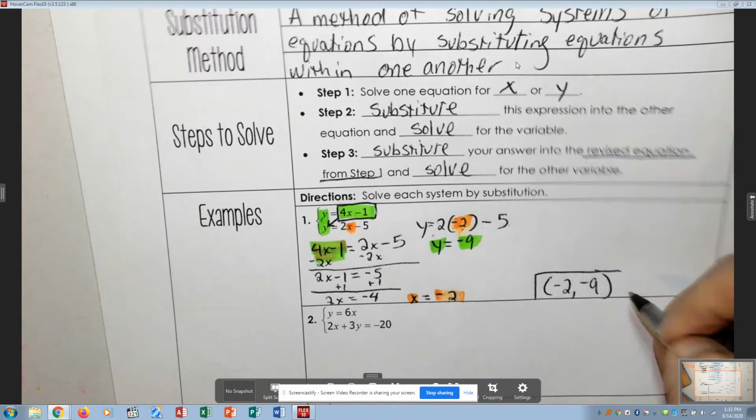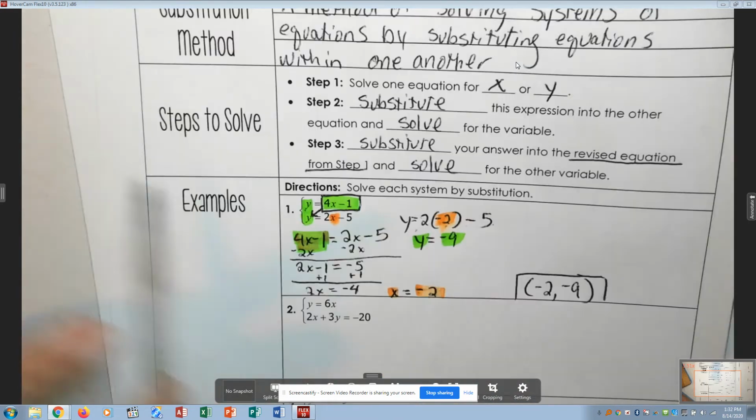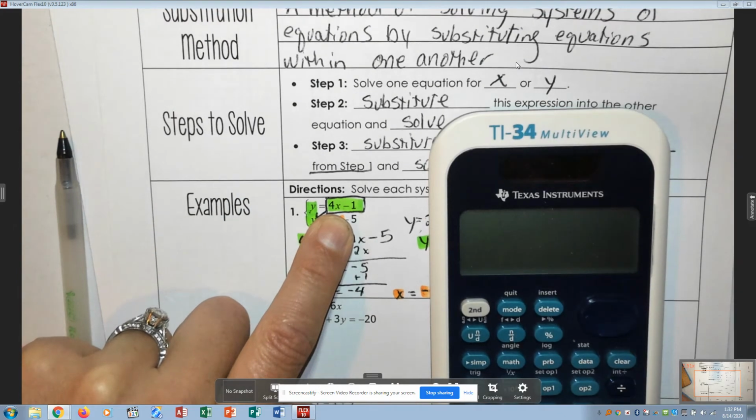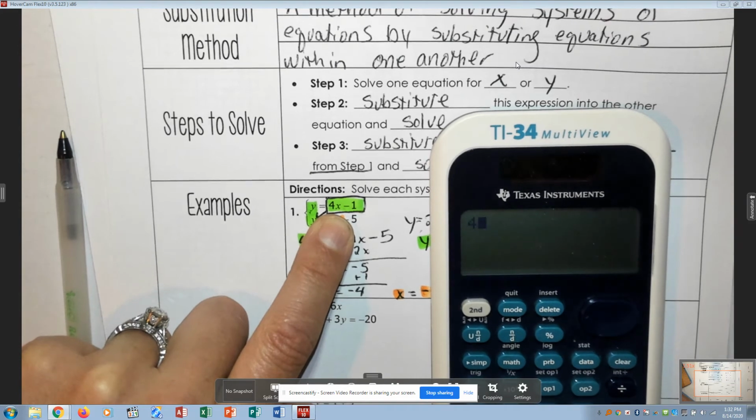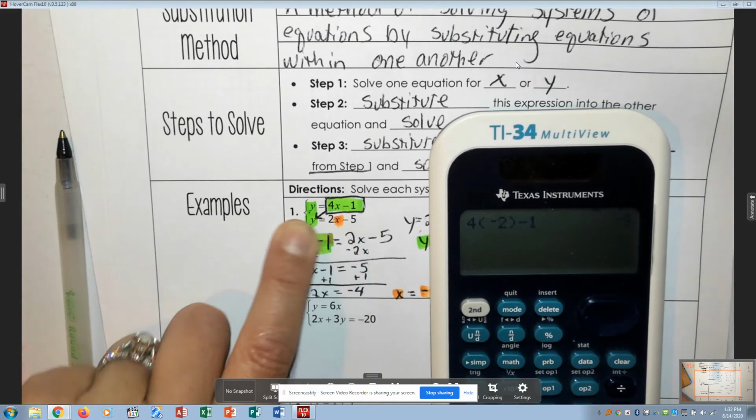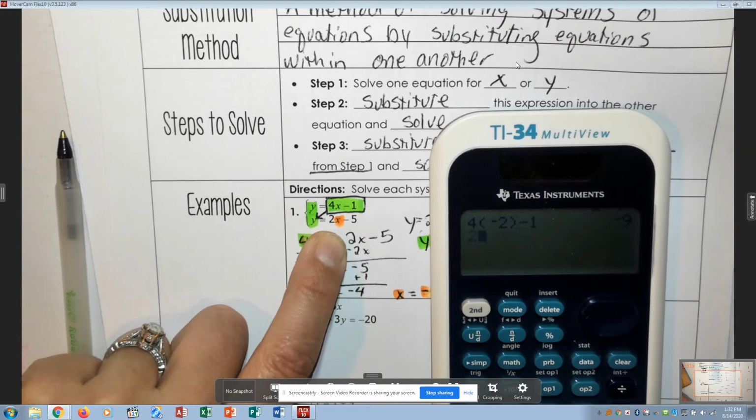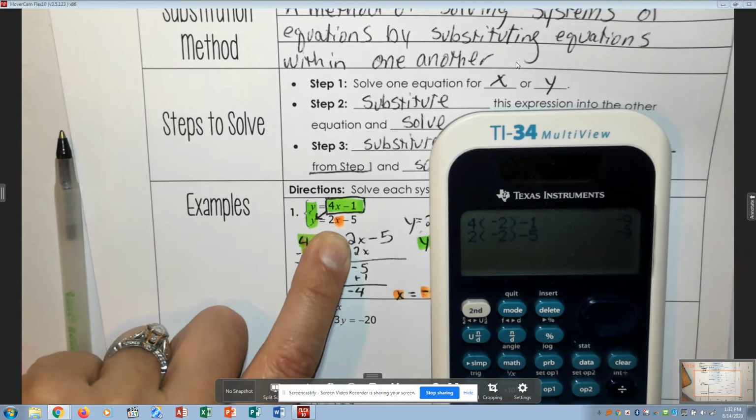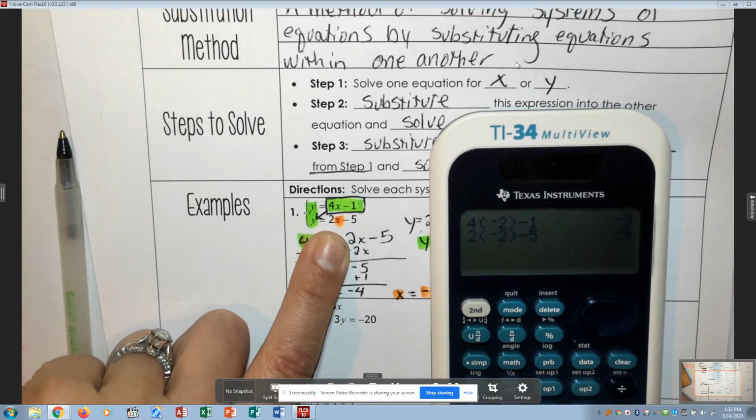Okay, and let's see what this looks like if I were to substitute it back. Let's plug in negative 2 here. So 4 times negative 2 minus 1. Do I get negative 9? Yes. 2 times negative 2 minus 5. Do I get negative 9? Yes. So because this point makes both equations true, that will be your intersection point.